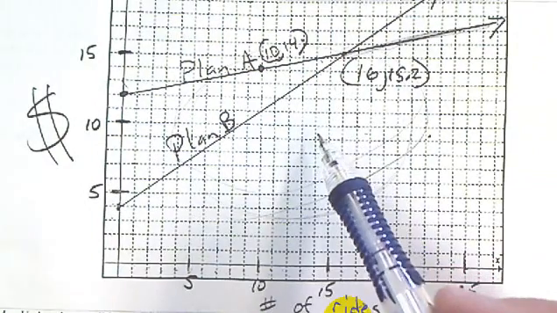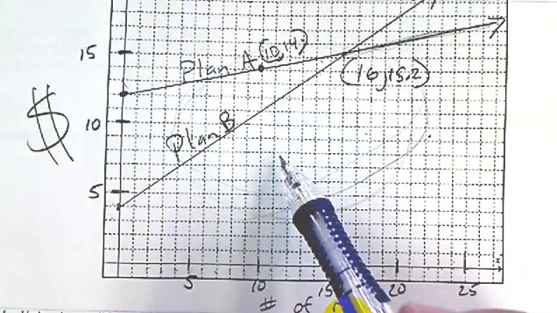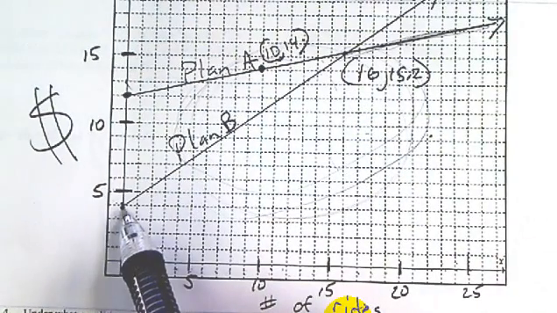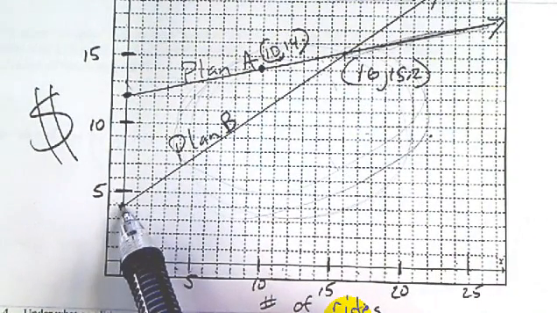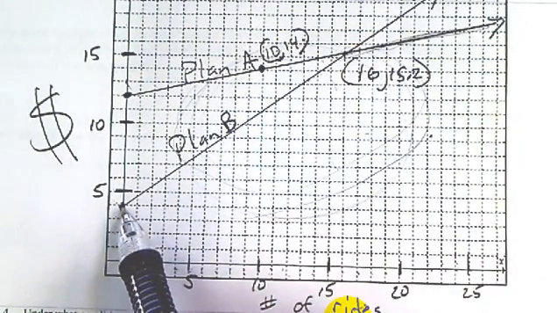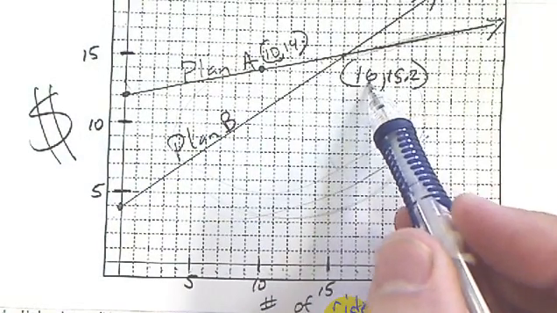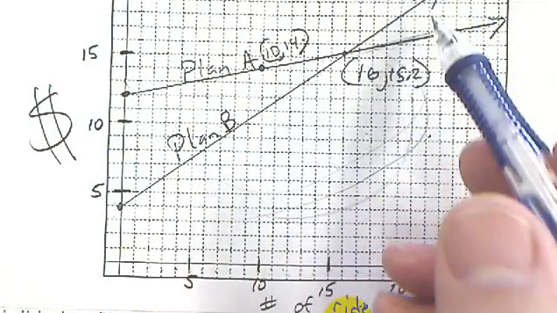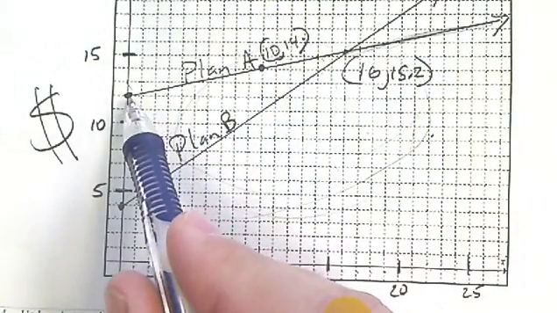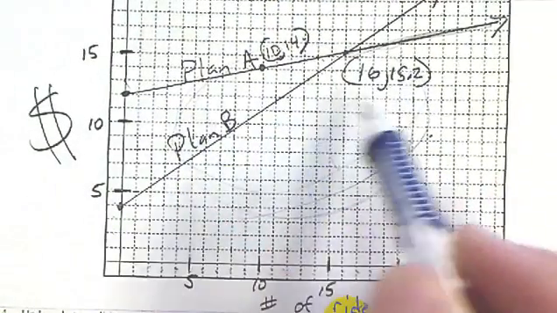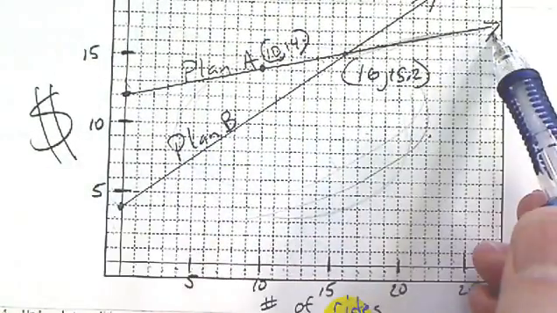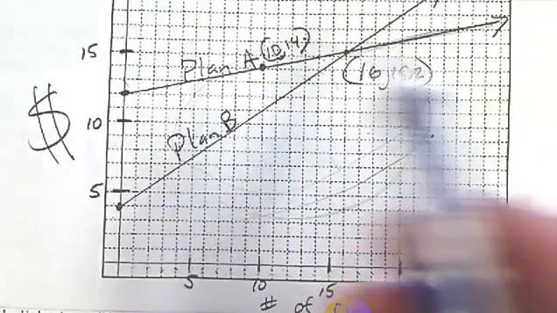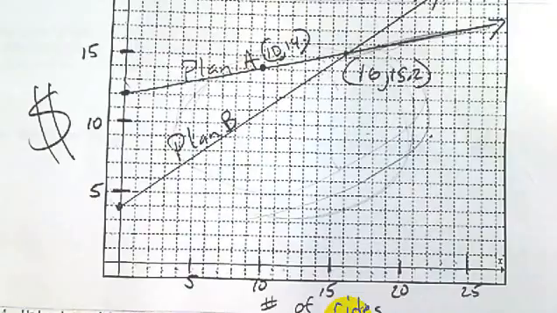To graph it, I could use my slope and my y-intercept. 0.7 is pretty hard for a slope. I know the y-intercept is 4, put a dot. I know it goes through the point (16, 15.2), put a dot, draw my line. I know 12 is the y-intercept for the other one and it also goes through (16, 15.2), draw my line. So there's my two graphs. That's plan A, that's plan B.